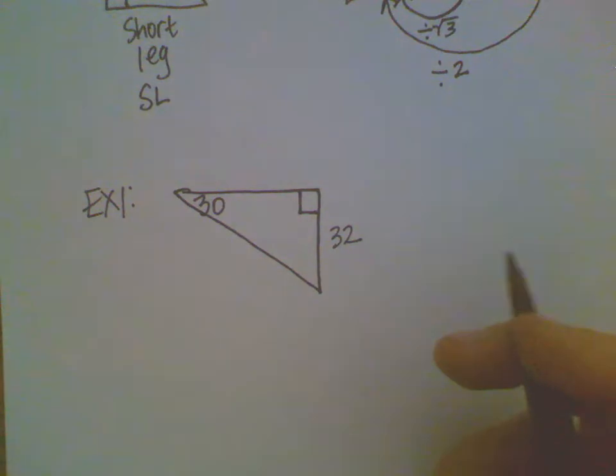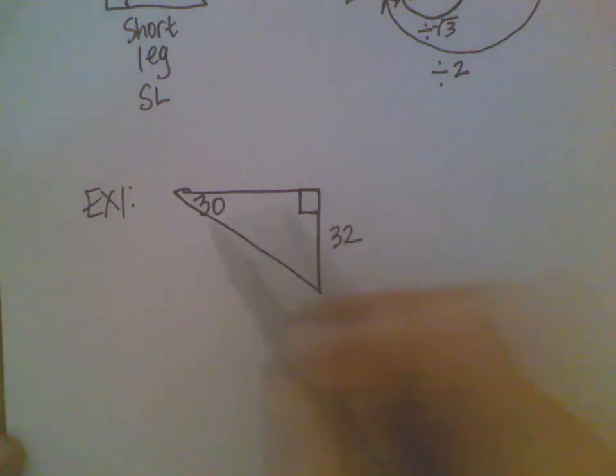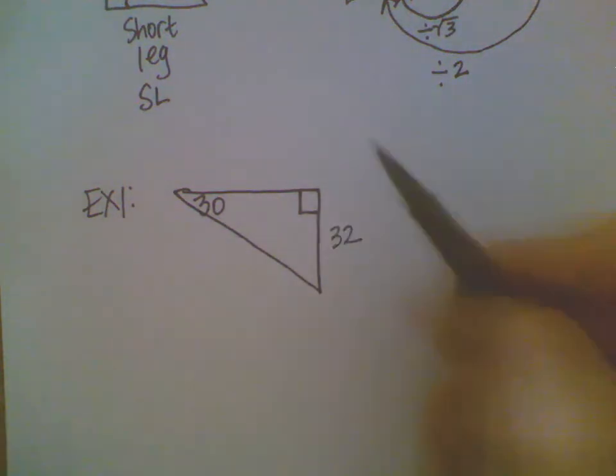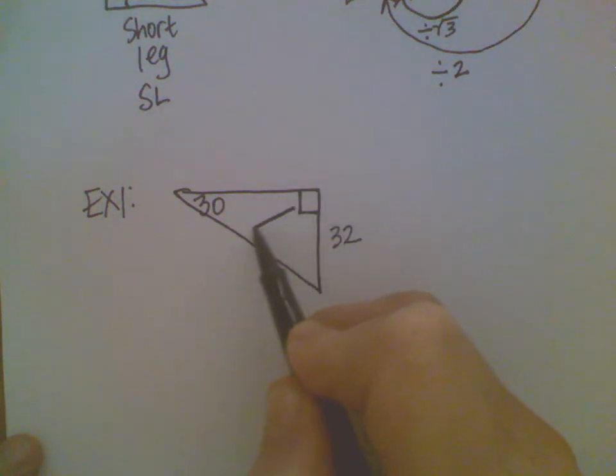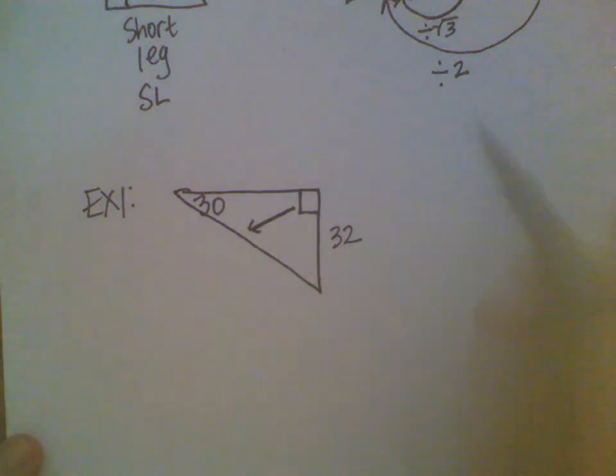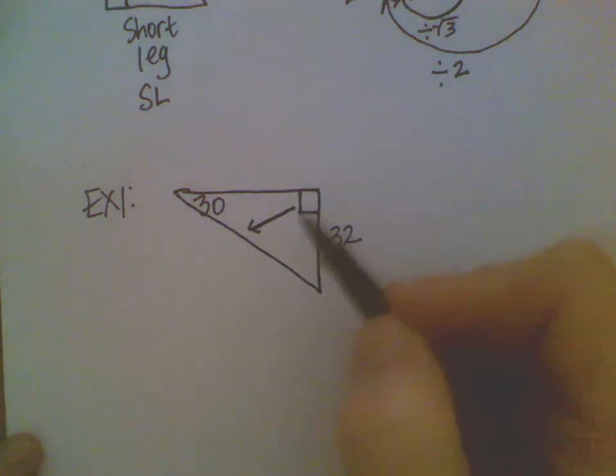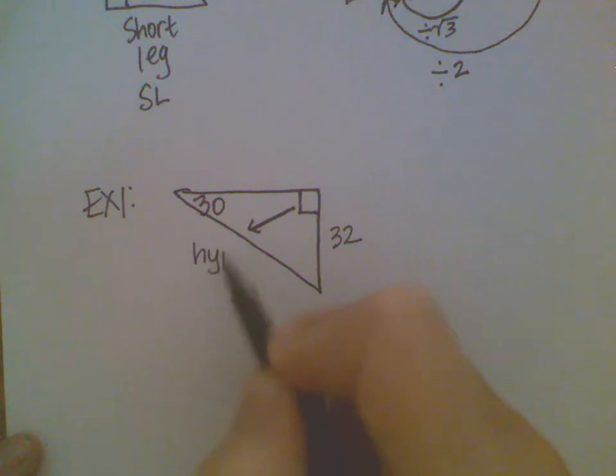And the sum of all the angles in a triangle has to equal 180. So I just need the two of them. That's enough for me. I still want to figure out the labels for the sides so I know what I have and I know what I'm given. Across from the right angle is the hypotenuse.